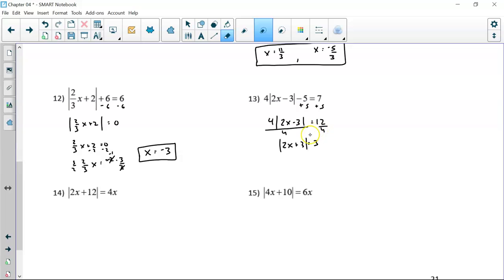So then remember, the absolute value could be a 3 or a -3 inside. So our two equations: 2x plus 3 equals 3, and 2x plus 3 equals -3.